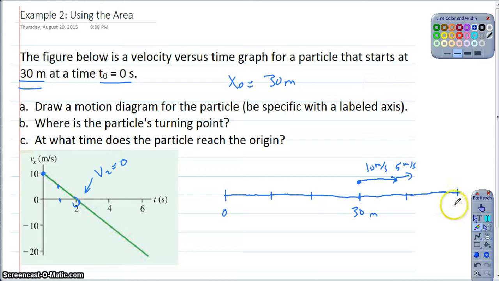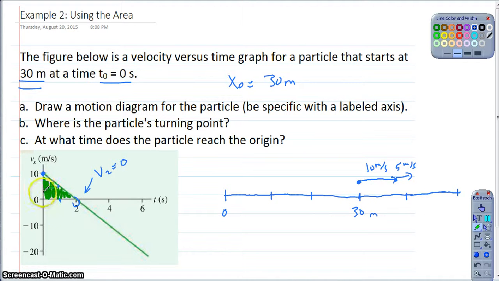Can we figure out how far along the x-axis our turning point is? Well, yeah, we can do exactly like we just did on that last one, right? Can't I find the area underneath that curve here? So if I find the area underneath the curve, this will tell me how far I've gone from where I started. So we do want to try to reflect that on this axis if we can.